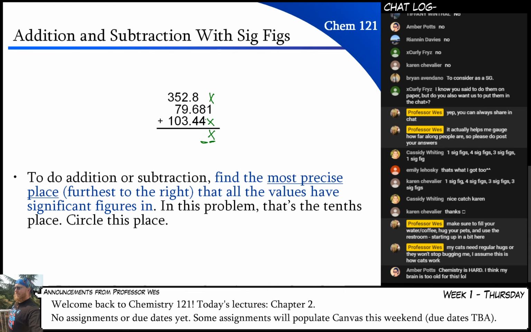How about in the hundredths place? Can I use the hundredths place? Nope, I don't have a number up here. I can't do it. How about the tenths place? Number, number, number. Oh, there's a sig fig in all three positions, so I can round my result to this place when I'm done.